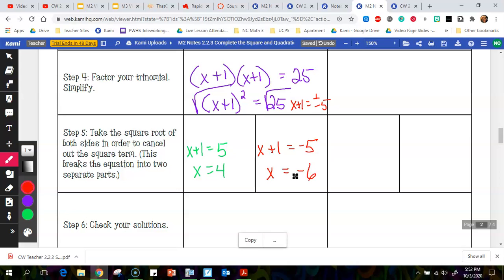Well, of course, we kind of knew that up at the top anyway, but this was just an easy one to do. And it says check your solutions. I'm not going to do that. I'm not going to make you do that because I'm just going to tell you it's correct.